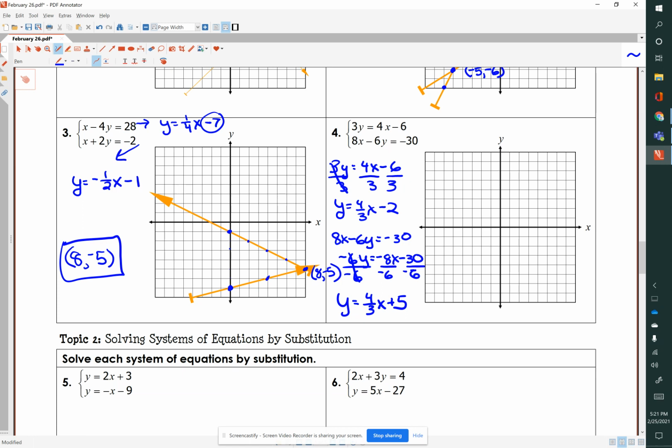So I'm hoping that you already see what's going to happen here. We have a slope of 4/3 in both of these equations, okay? What kinds of lines will these be? I hope you remember. So let's graph the first one. We have a y-intercept of -2 and a slope of 4/3.